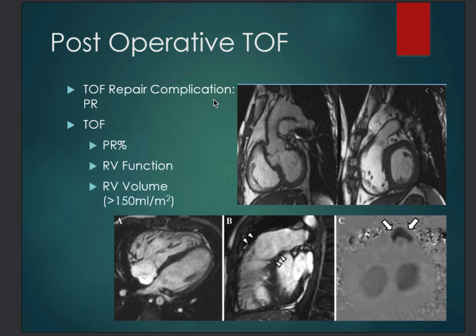So it's important to comment on the amount of the pulmonary regurgitation, the right ventricular function, and the right ventricular volume, and those parameters are correlating with, or they are one of the indicators when the PVR would be indicated, or the correction of this pulmonary regurgitation is indicated.